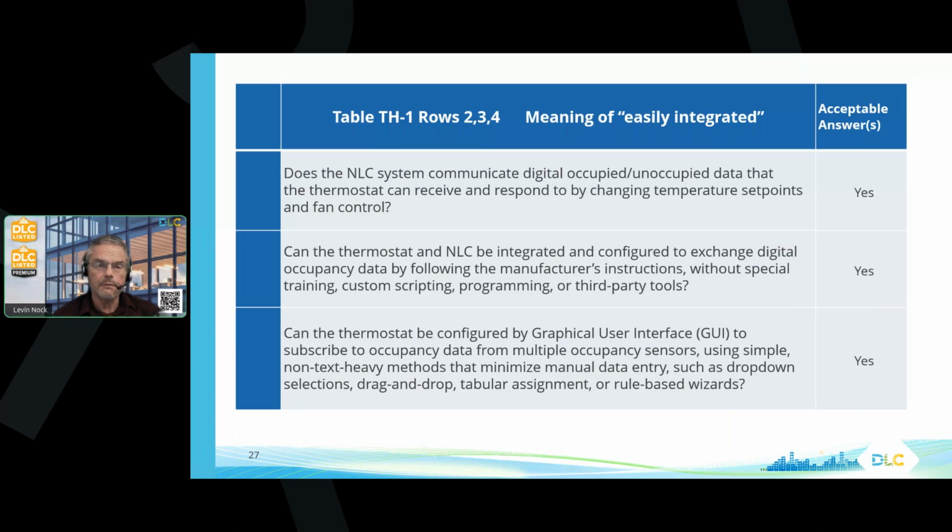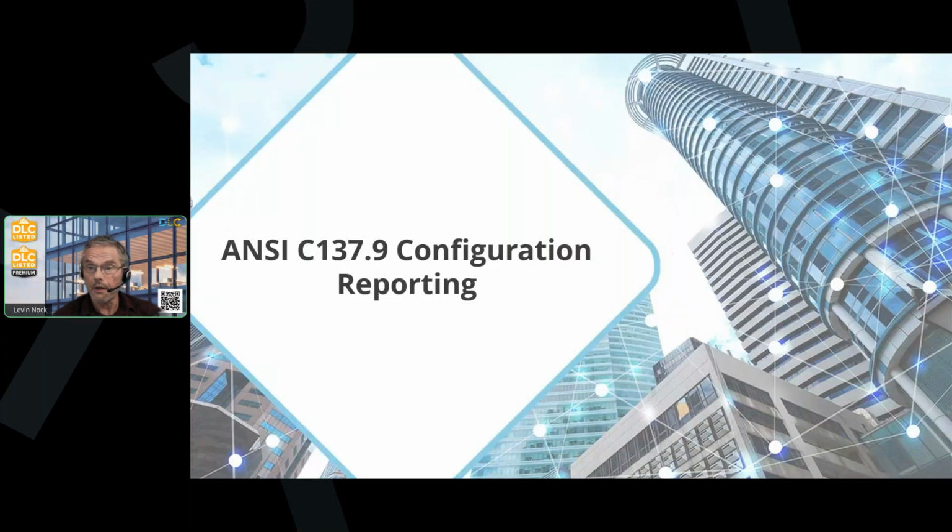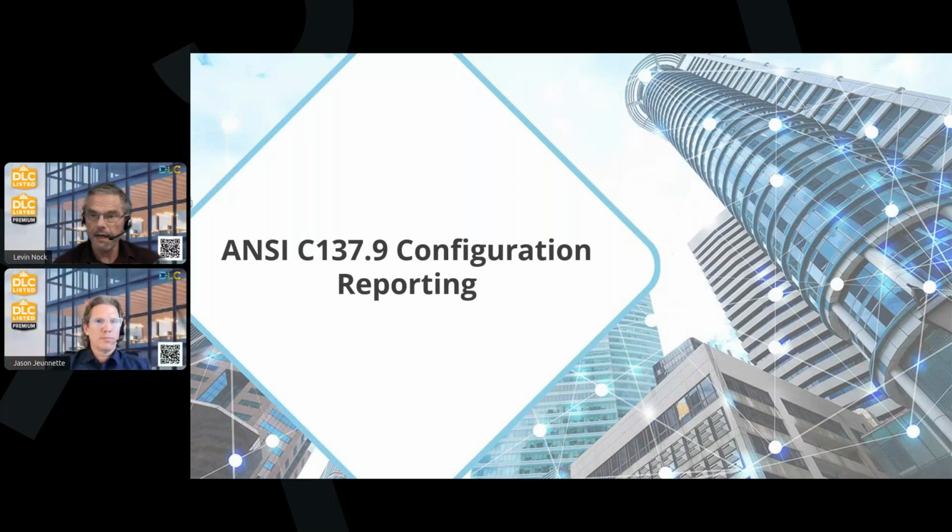There are also some optional questions that I will not get into today. You can find them on page 25 of the requirements, and we'll go through them in the September webinar on the application process for version 5.2. And now I'll turn it over to Jason for ANSI C137.9.